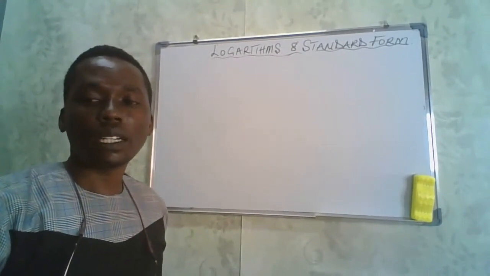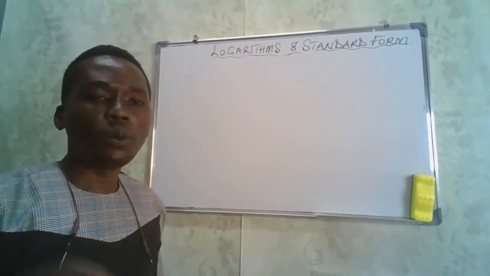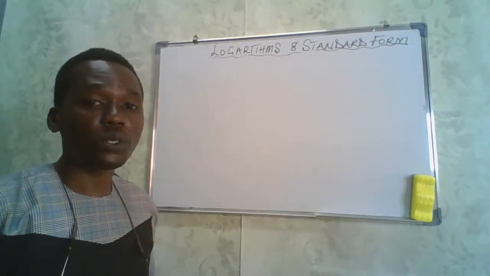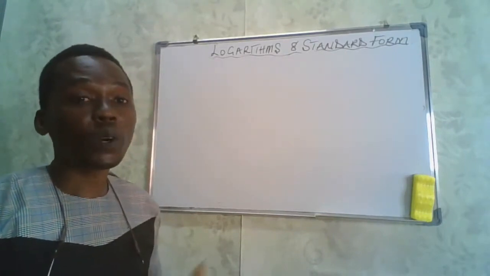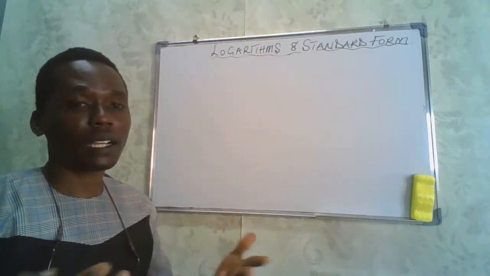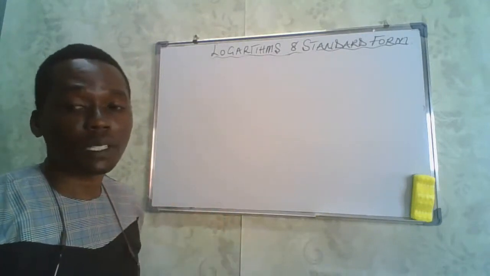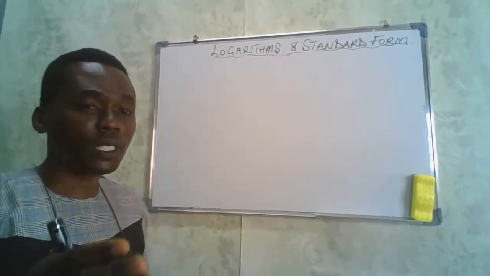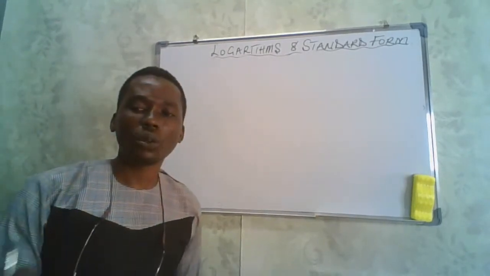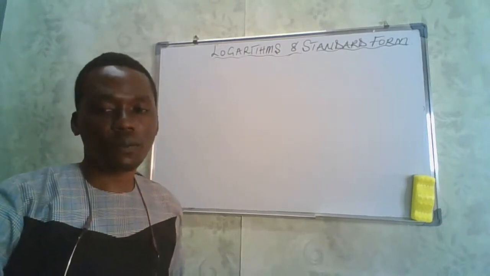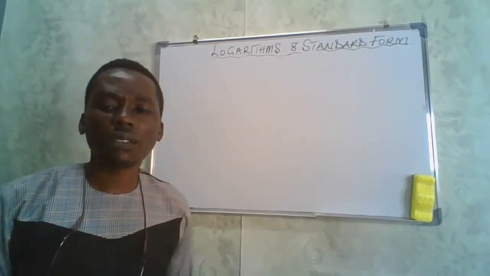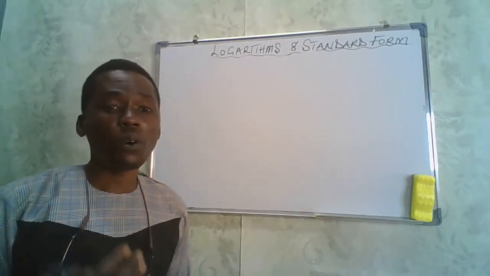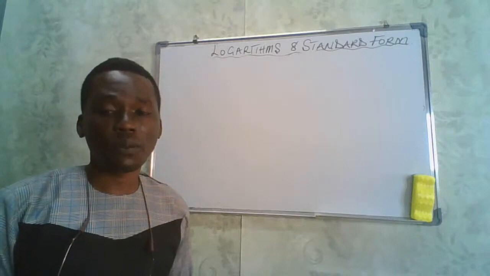Now, let's look at standard form. We're going to look at standard form as a topic, and we're going to look at how questions under standard form are asked in your JAMB exam setting. At the end of this discussion, you should be able to carry out operations in standard form. Now, what is standard form, and why is it that most of the time JAMB always asks questions on standard form?